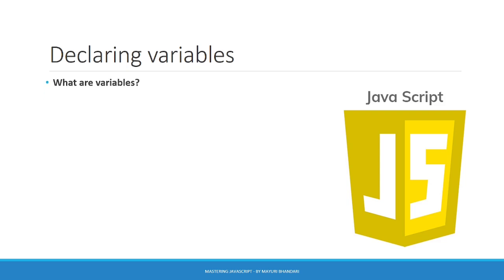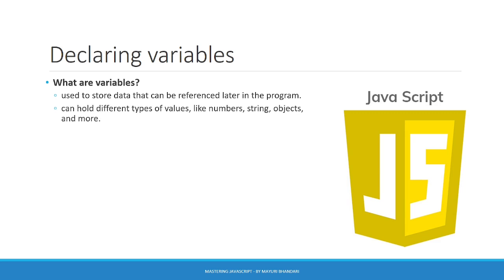So first things first, what are variables? In JavaScript, variables are used to store data that can be referenced and manipulated later. Variables can hold different types of values like numbers, strings, objects, and more. There are three different ways to declare variables in JavaScript: using var, using let, and using const.